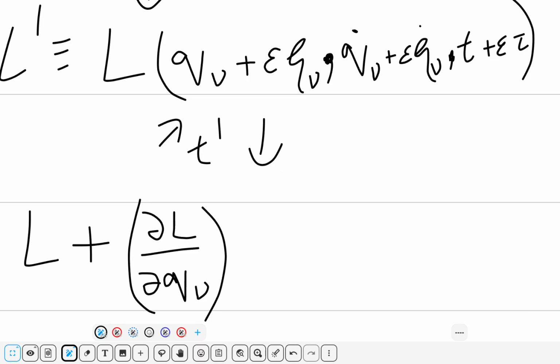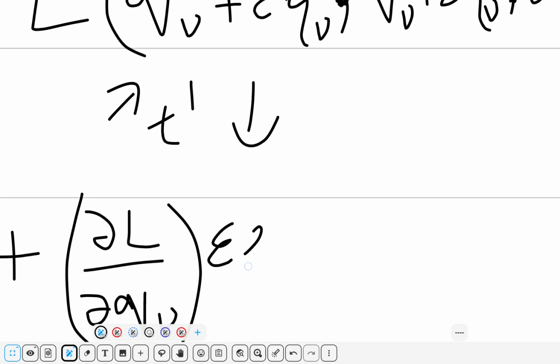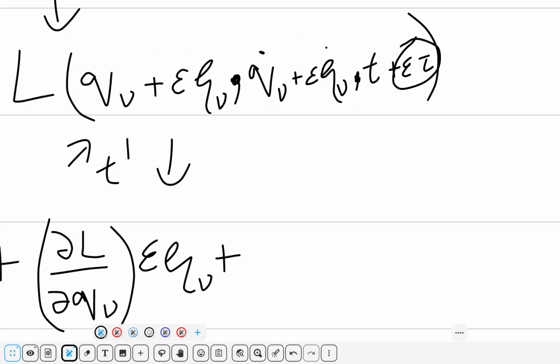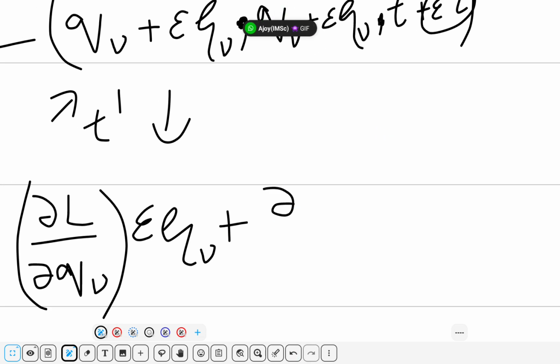multiplied by this small change, plus also let's mention the time one. This we will do later because it takes more thought.